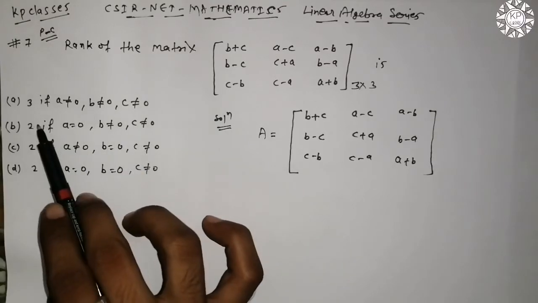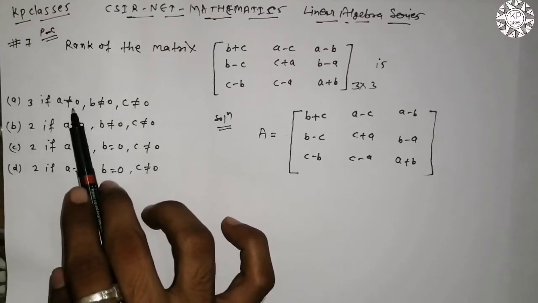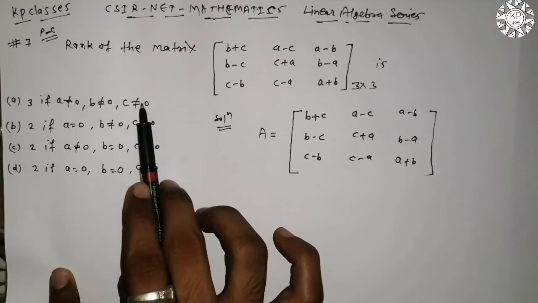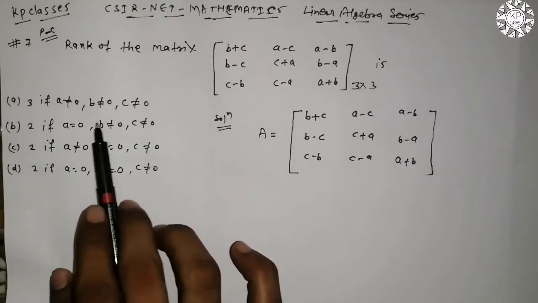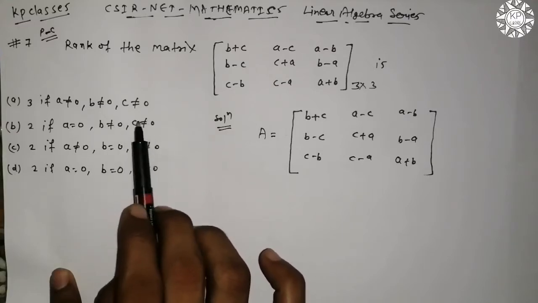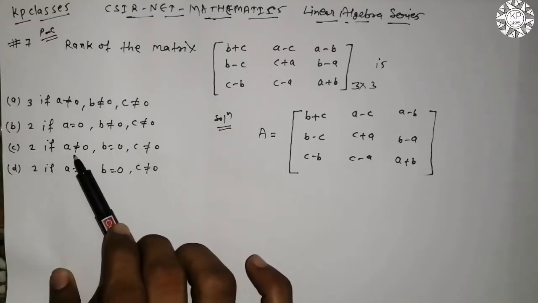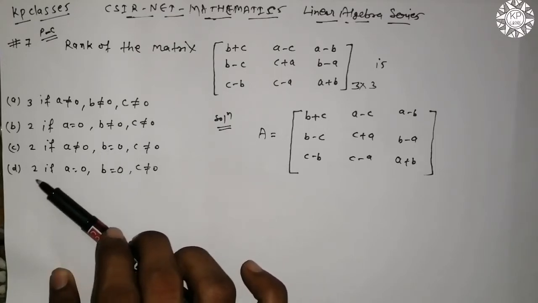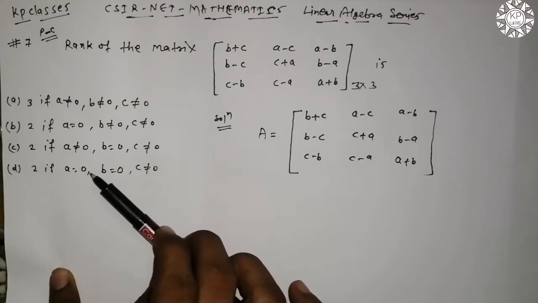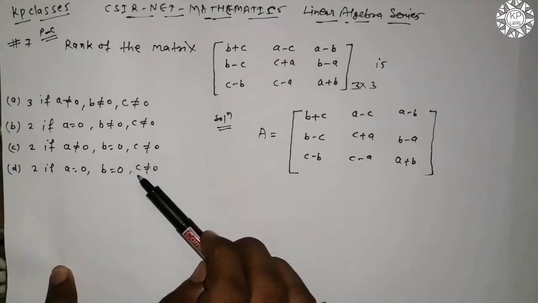Options: first, rank 3 if a not equal to 0, b not equal to 0, and c not equal to 0. Second option is rank 2 if a equals 0 and b and c not equal to 0. Third, rank 2 if a and c not equal to 0 and b equals 0. Fourth option, rank 2 if a and b equal 0 and c not equal to 0.